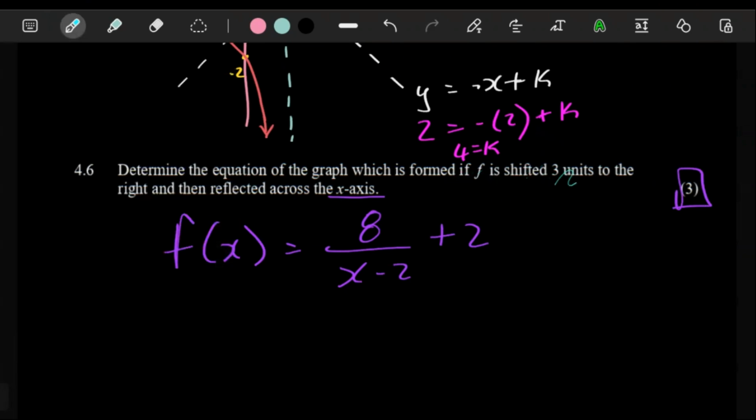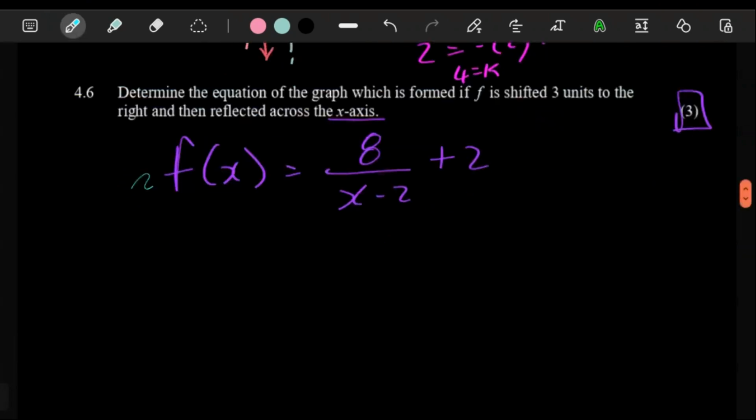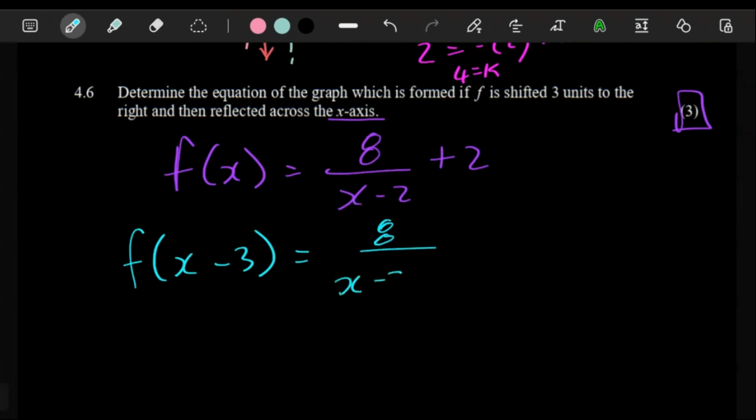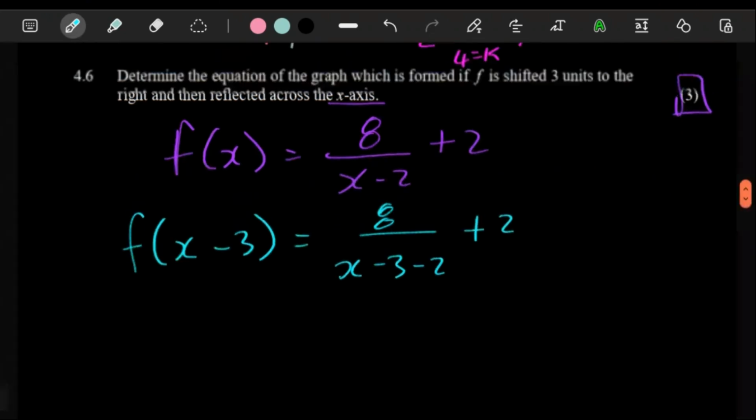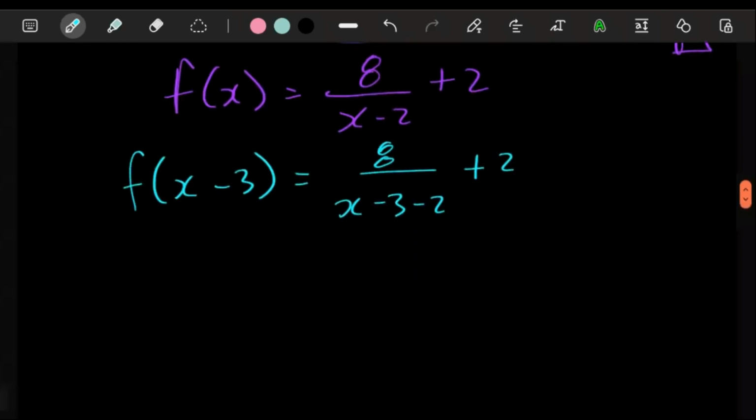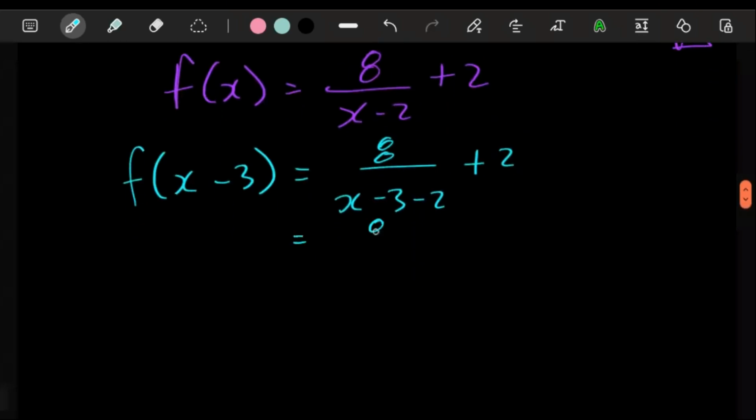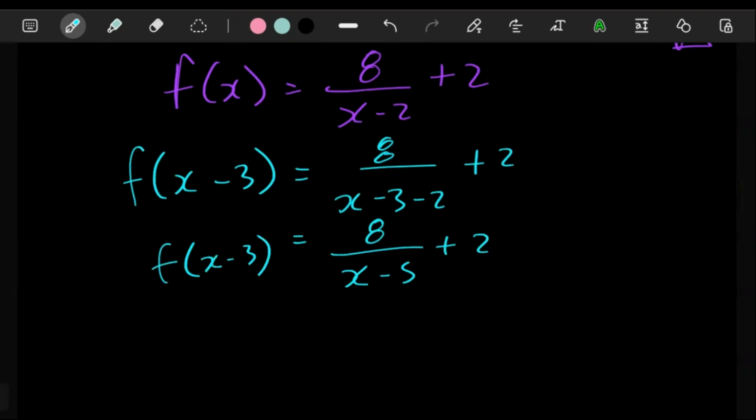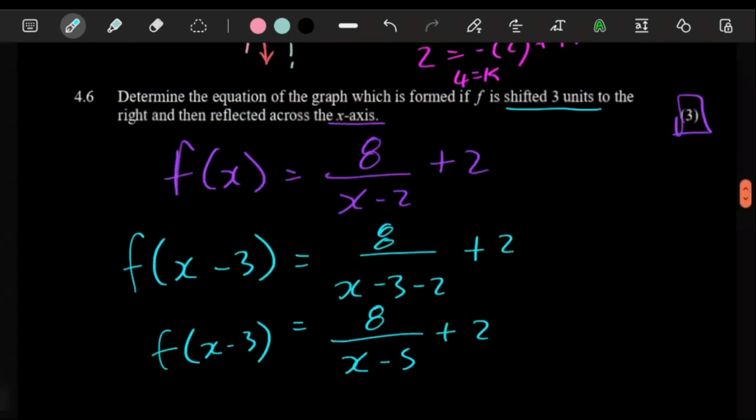So if f of x is moved 3 units to the right, wherever x is, we would need to minus a 3. So wherever x is, you see where x is, you put the x minus 3, and the minus 3 is just there. So when this first step is executed, the equation will look like this: 8 over x minus 5 here plus 2. This is when it is just moved 3 units to the right.